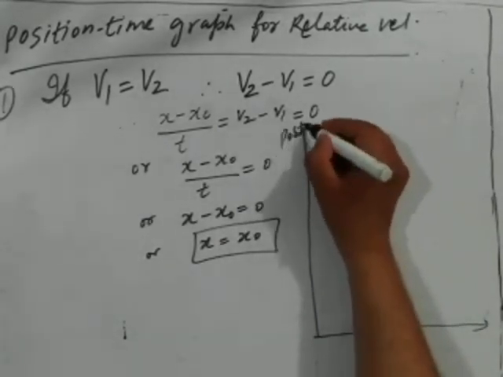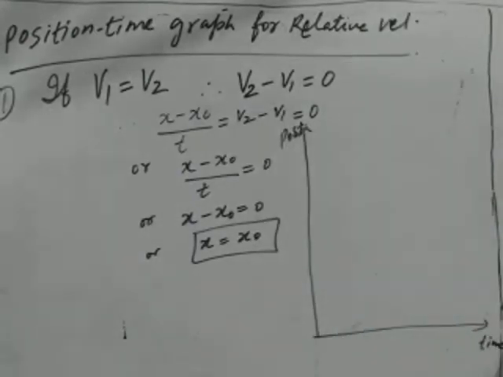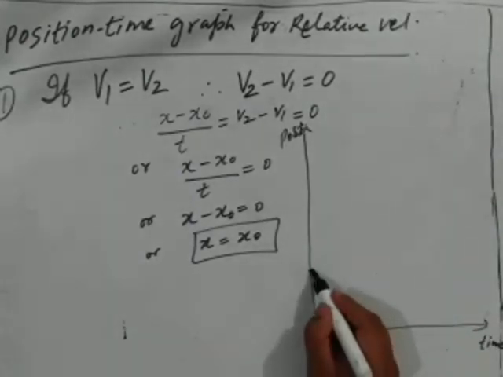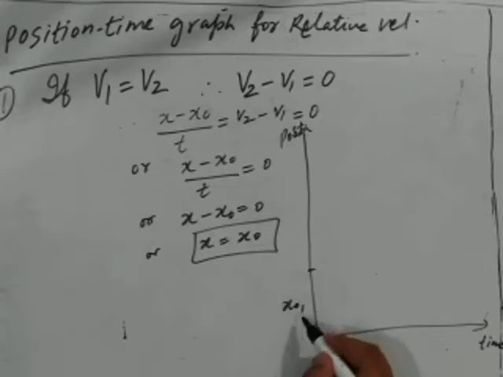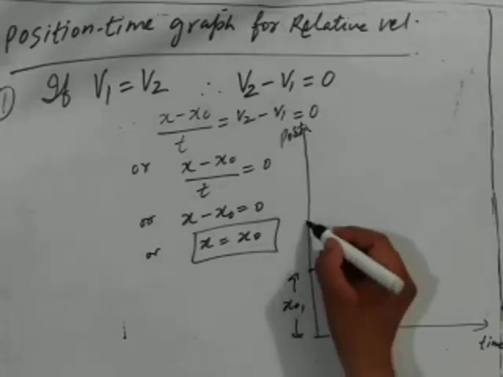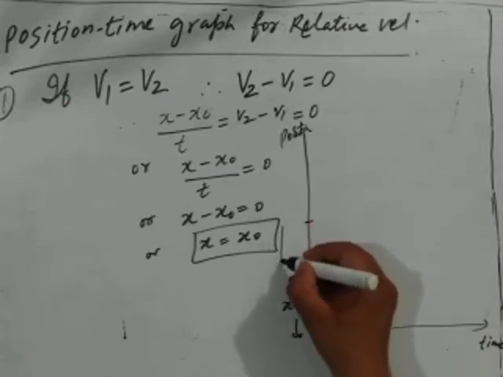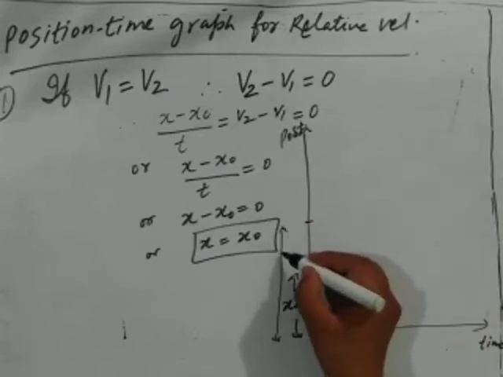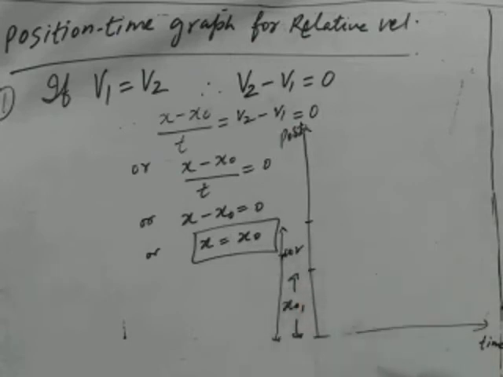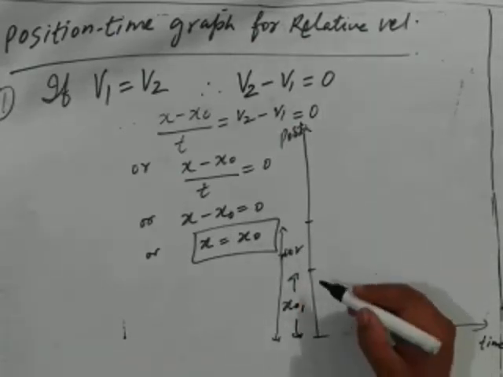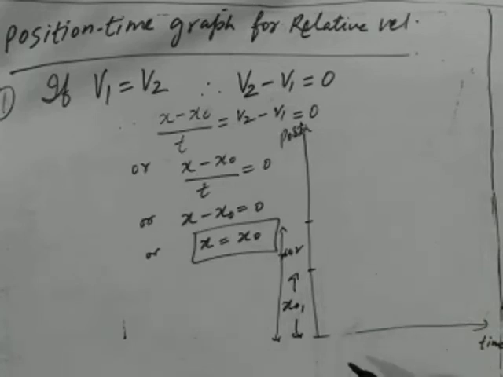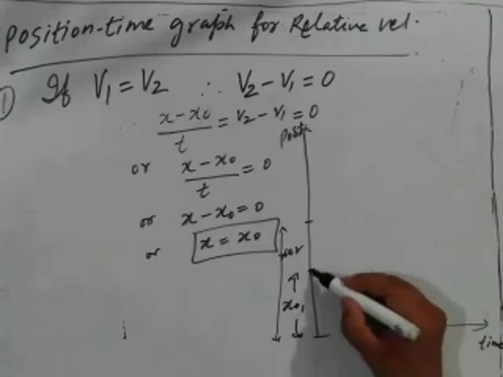So if we plot the graph, position and time, if this is the initial position x01 of the first object, and this is the position of the second object, that is x02, and they have moved with the uniform velocities v1 and v2. So for uniform velocity, we know the graph will become a straight line.